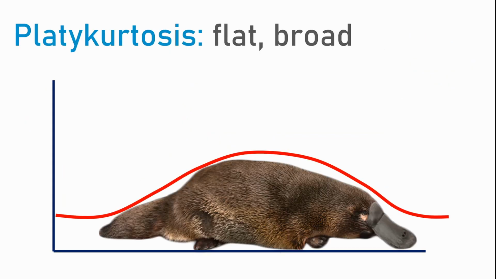Your reading also provides you with two other terms for describing the dispersion of a distribution. One of them is platykurtosis, or a platykurtic distribution. You can remember this one by imagining a platypus. The platy part means flat or broad, so a platykurtic distribution has values that are quite evenly spread out.